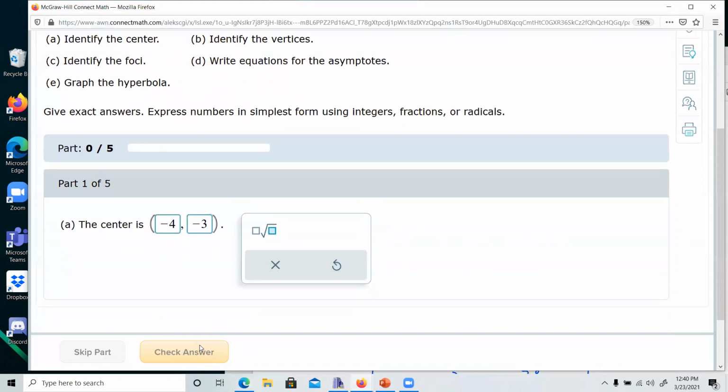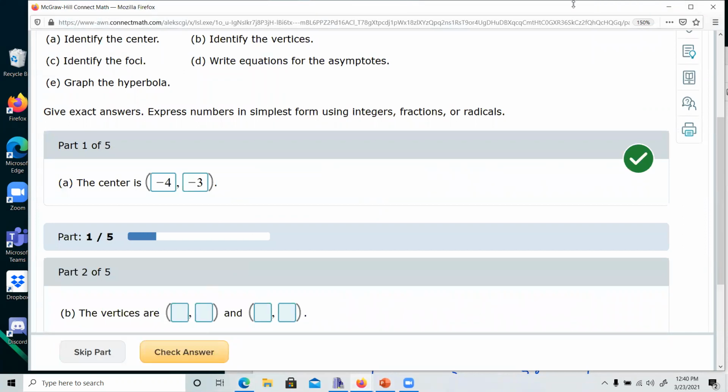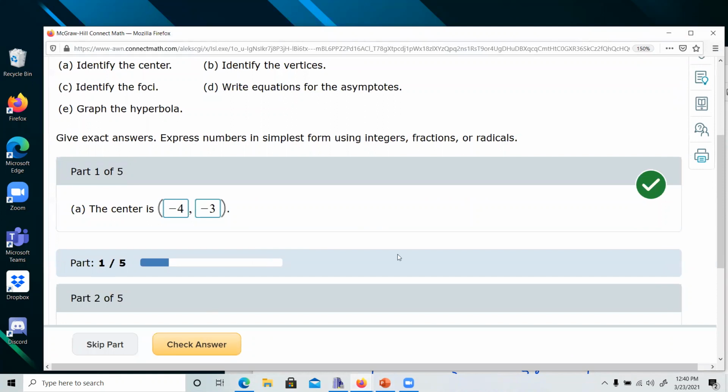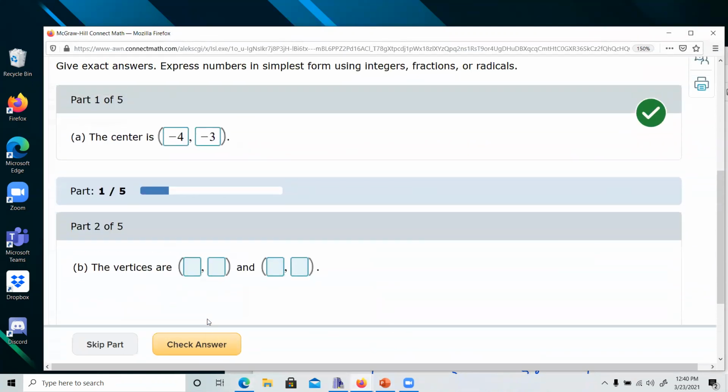I like how they just kind of guide you through this. Some of these, you have to go through like 18 parts, and then it tells you whether or not you got the thing right or wrong.